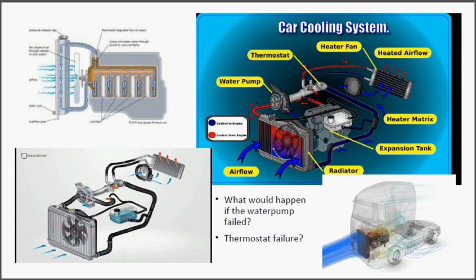Next one is, what would happen if there's a thermostat failure? And again, you've got a thermostat here. I don't know whether you can see the mouse. It's there. It's in the circuit between the hot and the cold water pipes. What would happen if your thermostat fails?